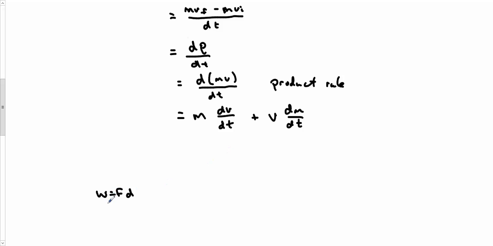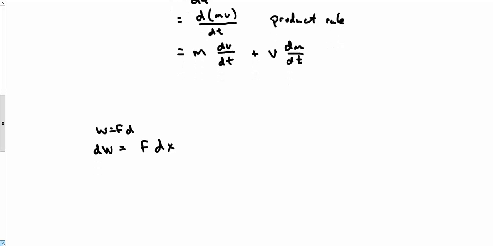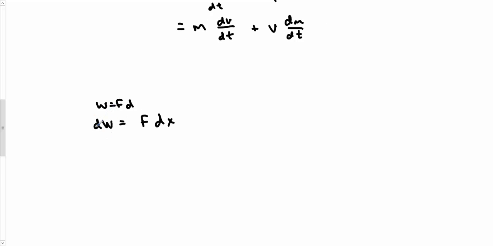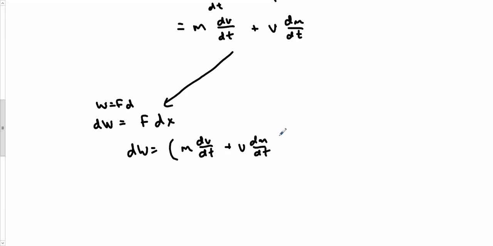Now I know that work is force times distance, so if I use a little calculus, a tiny bit of work must be equal to force times a tiny bit of distance. Let's bring this definition for force right down here. I'm going to get dW equals (m dv/dt plus v dm/dt) times dx.